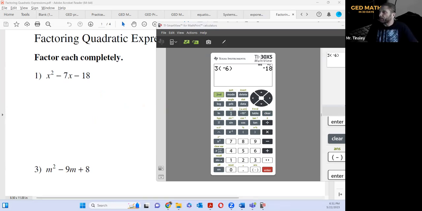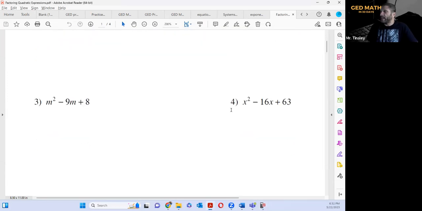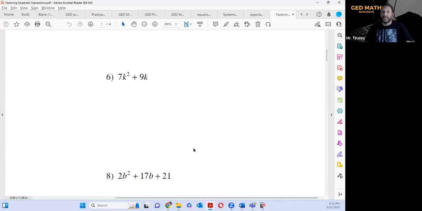But watch this. So I had somebody who's studying for the HiSET, and they had a question like this. Number 6. Like, Mr. Tinsley, is that a quadratic equation? Yes, it is. That's a quadratic equation. Mr. Tinsley, how do you do that? How do you factor something like that? Very easy. Now, this worksheet is not asking to solve the quadratic equation.